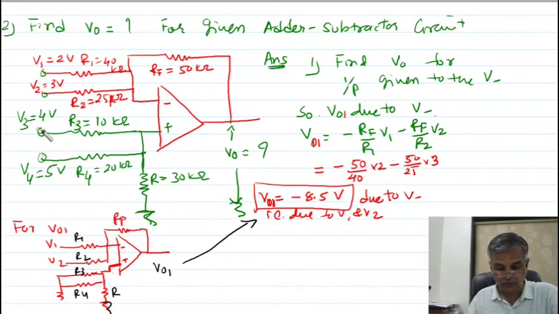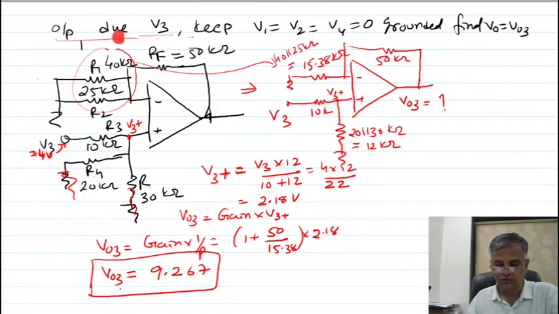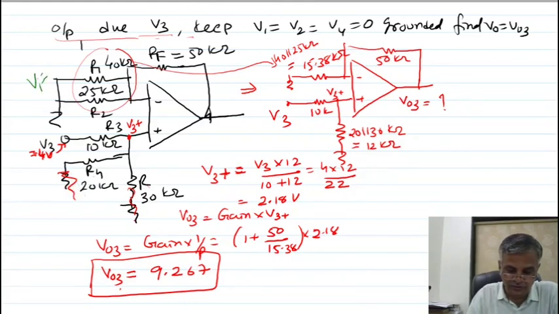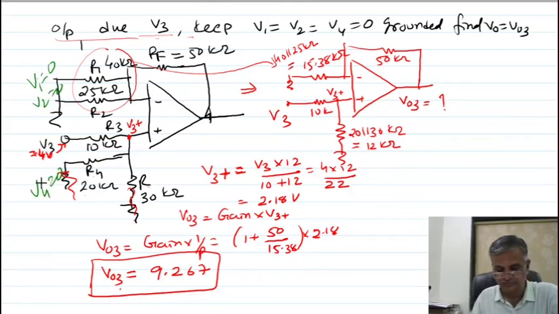Now we'll find the output due to V3, then we'll find the output due to V4. Let us find the output due to V3. That output due to V3 is what I've written, VO3. So V3 is given voltage 4 volt. V4 is grounded, so V4 is kept 0 here. Here V1 is equal to 0, V2 is 0, V4 is kept 0.